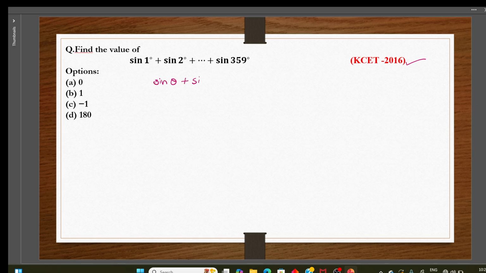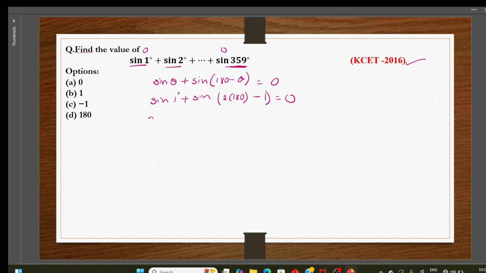Sine theta plus sine of 180 minus theta is equal to 0. So here, sine 1 degree plus sine of 2 into 180 degrees minus 1, that is 360 minus 1, which is 359, is equal to 0. So sine 1 degree plus sine 359 degrees becomes 0.